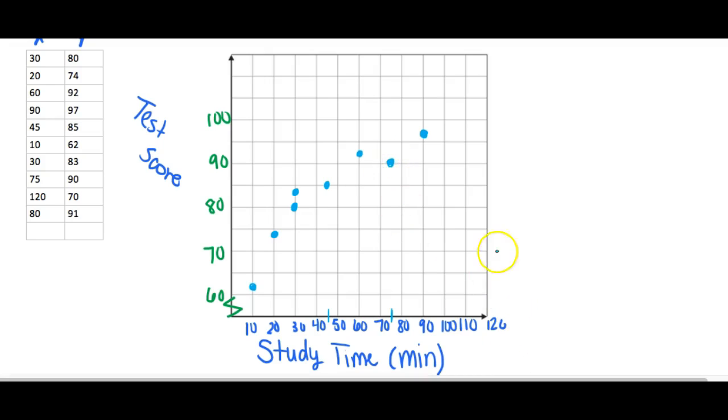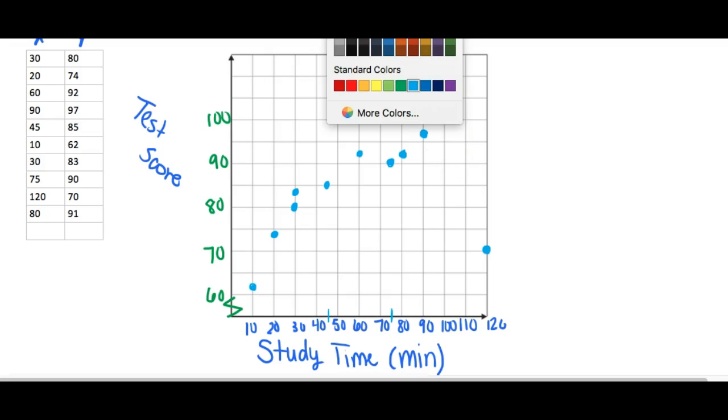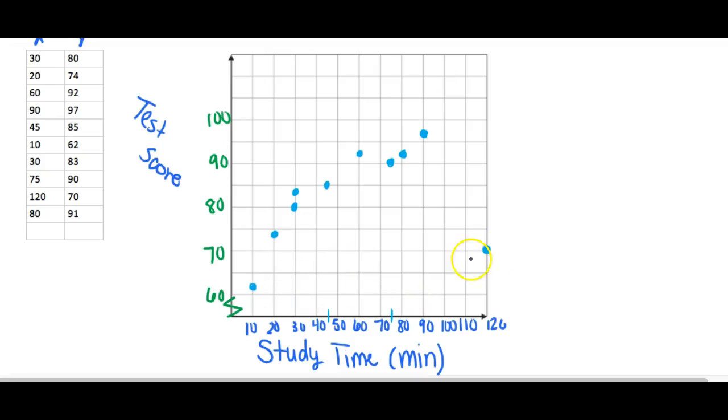At 120 minutes, we are at a 70. And at 80 minutes, we are at a 91. Okay. So this is how we make our scatter plots. So we have that X and Y. Usually you will see the tables horizontally. If you want to rewrite them vertically, you are more than welcome to. Sometimes that's easier. Let's talk about some of this data though.